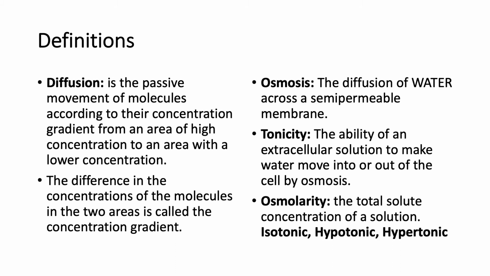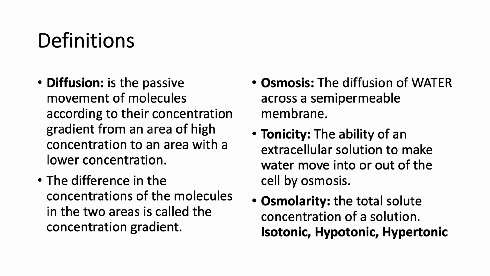Definitions: molecules in our body are in constant movement, either by active or passive movement. Active transport requires energy. Passive transport does not require energy. Diffusion and osmosis are good examples of passive transport. Diffusion is the net movement of molecules according to the concentration gradient, from a higher concentration area to a lower concentration. Diffusion can occur in gases, in liquids, or through solids.